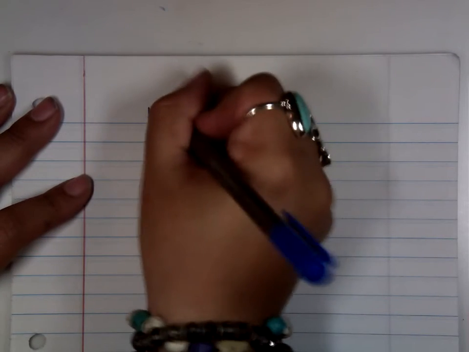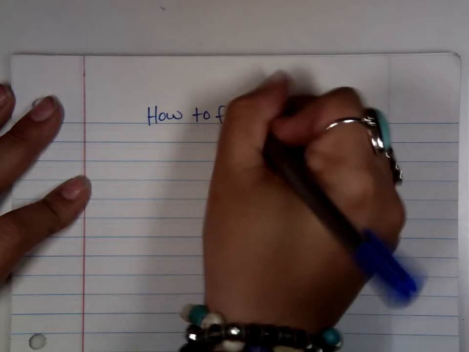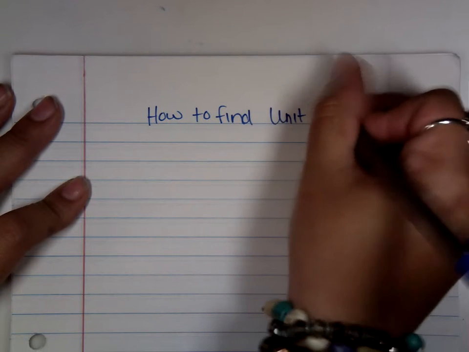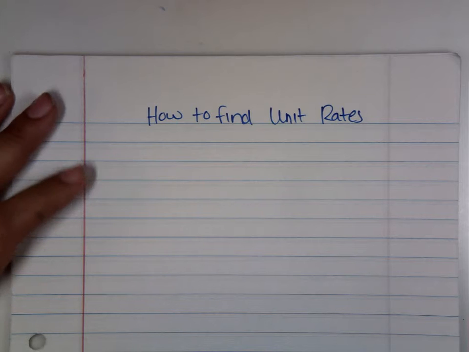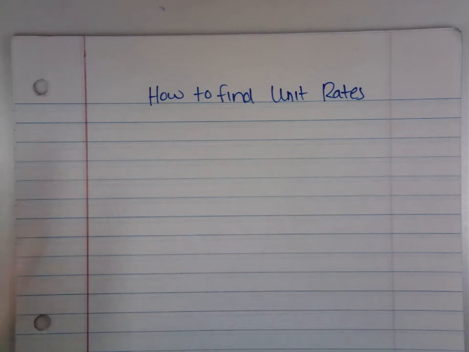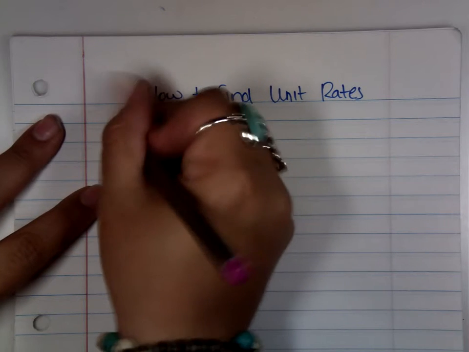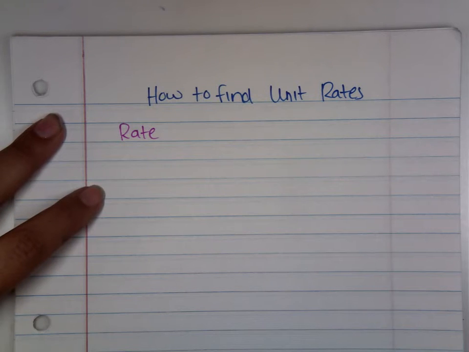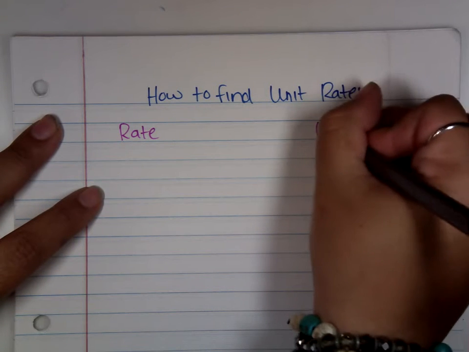Now we're going to go ahead and talk about how to find unit rates. Okay, so how to find unit rates. We know what unit rates are. We know that one of the quantities will be a 1. And now we want to figure out, well, how do we find that unit rate? So, we have our rate. We're going to write our rate out on one side, and on the opposite side, we'll go ahead and write out our unit rate that we find.